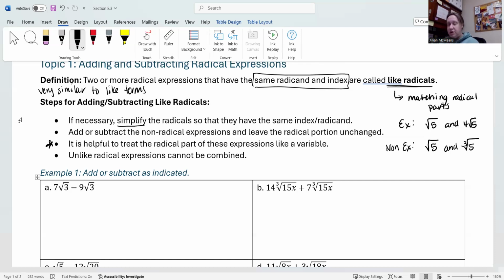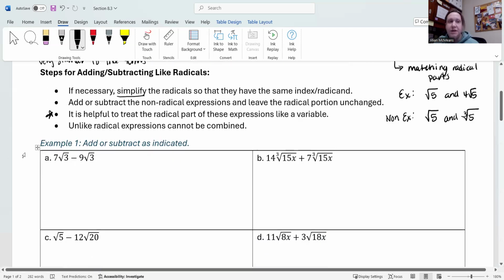So remember, these radical expressions for us are generally going to be numbers, but we treat them like variables, and this is just like combining like terms, okay? So let's look at example one.